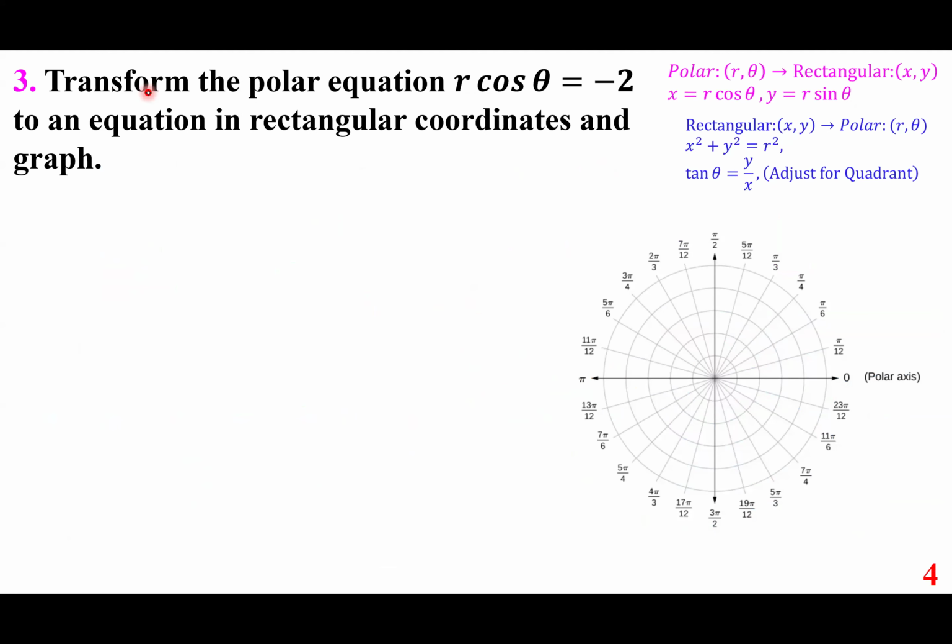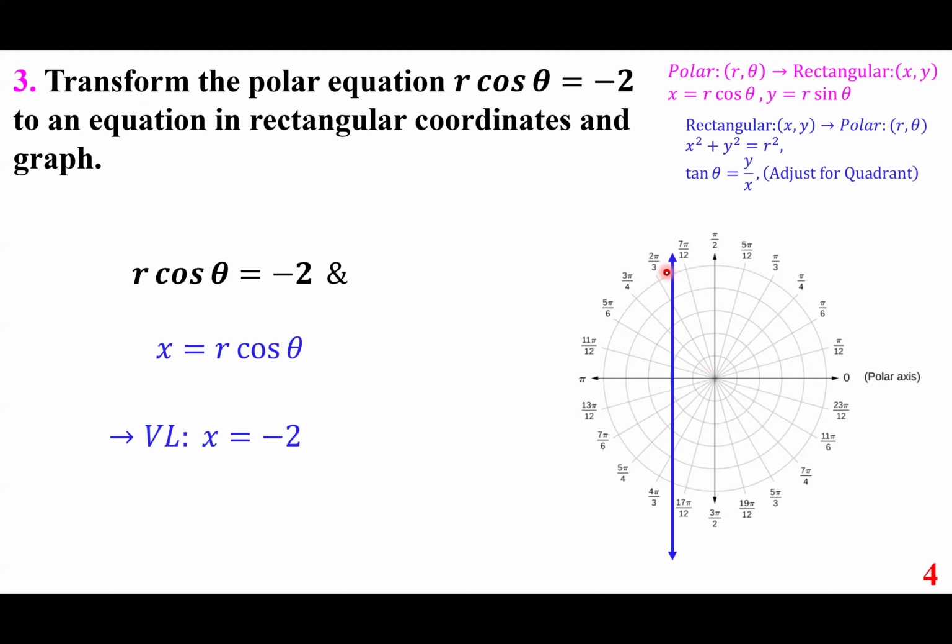Transform the polar equation r cosine theta equals negative 2 to an equation in rectangular coordinates and graph. Well, on the one hand, r cosine theta is negative 2. On the other hand, x is r cosine theta. Therefore, x equals negative 2. It's a vertical line, everybody. So you look at negative 2 and you draw it, and there you have it.